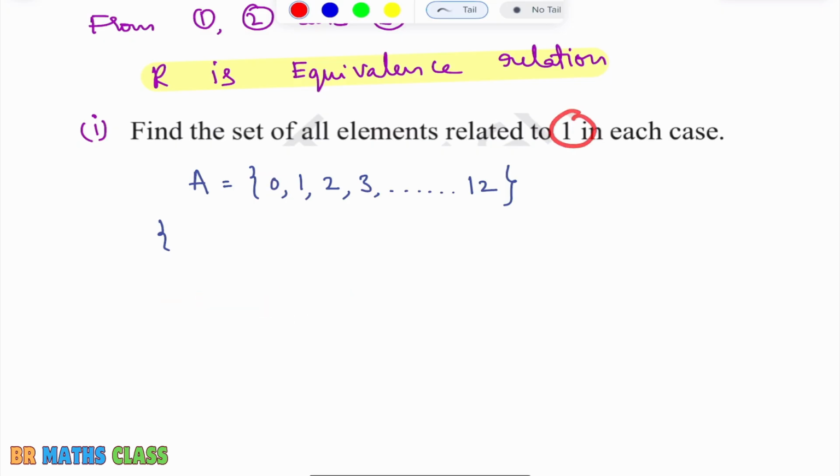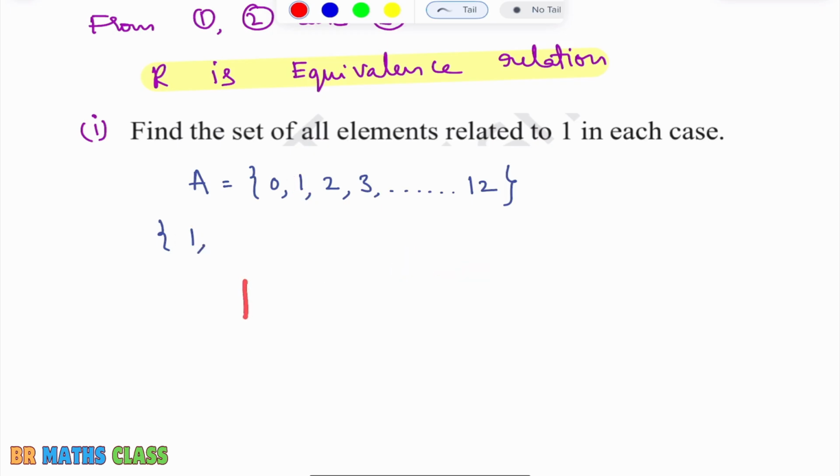Now here 1 will be fixed. 1 minus, you take this one. 1 minus 1 is 0. Is 0 a multiple of 4? Yes. So this 1 is related to 1 in set A. So they are asking us to find the set of all elements which are related to 1. 1 is related to 1. Why is 1 related to 1? Because modulus of 1 minus 1 is 0. 0 is a multiple of 4.